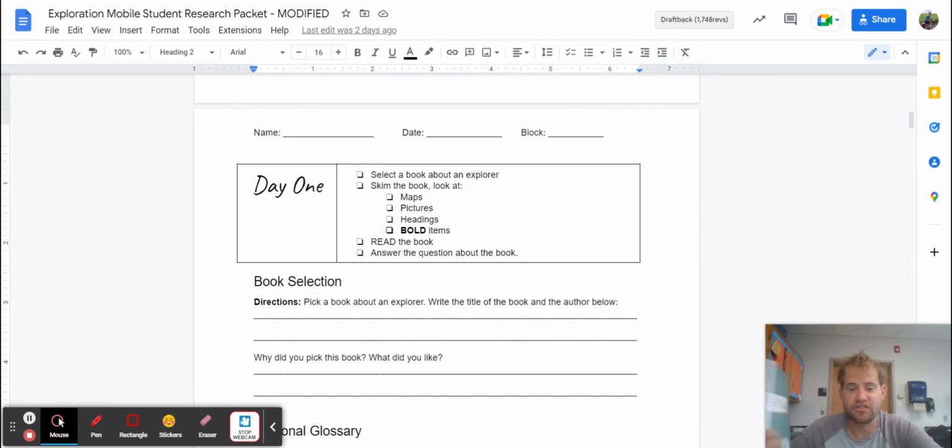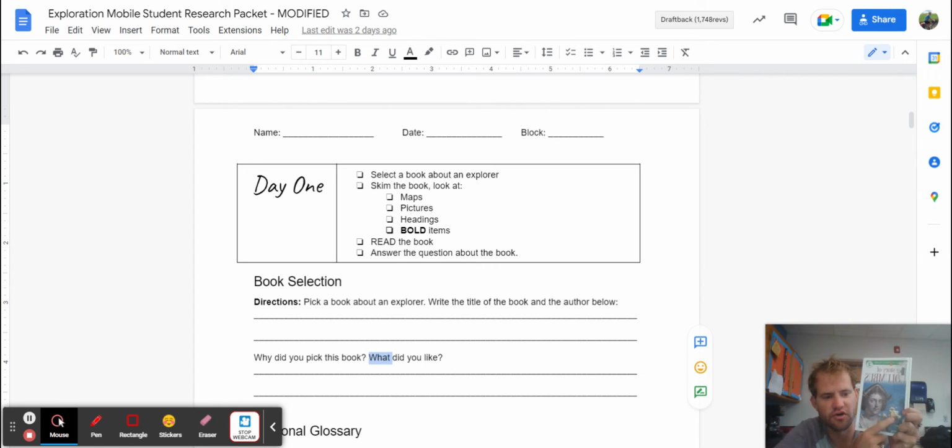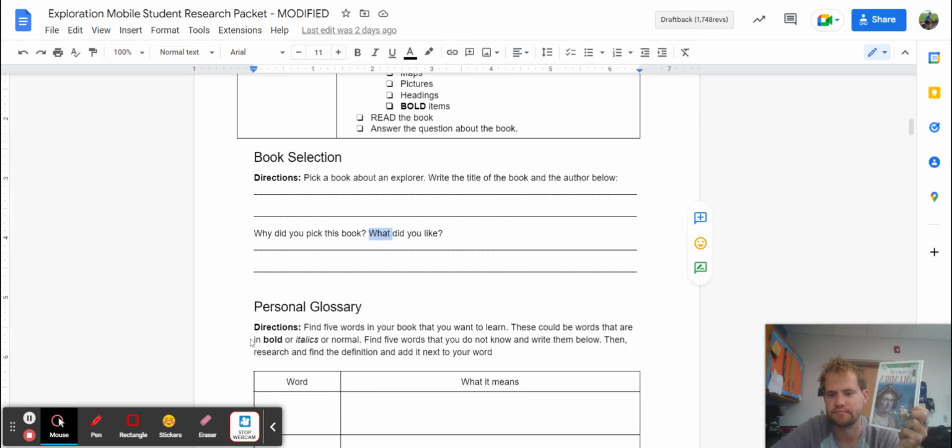Right off the bat, the first thing that I do is I pick a book about the explorer. I write the title of the book and the author below. So I would be writing The Story of Columbus, and this is by Anita Guarnieri. And I picked this book because I liked the picture. I've always wanted to own a sailboat, and so having this would be really exciting. I think I want to learn about a sailor.